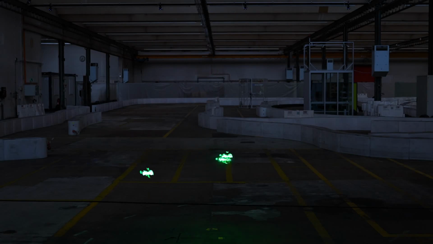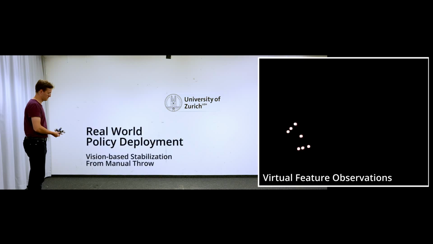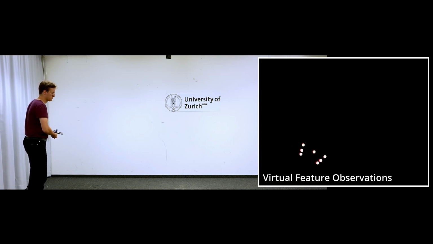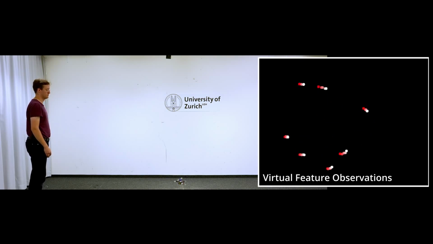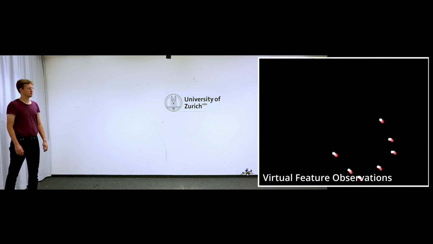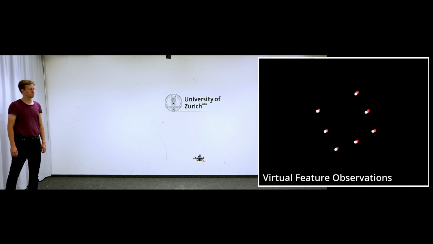From varying locations, the policy steers the quadrotor to the center and stabilizes it, observing only virtual visual features. In a second experiment, the policy needs to recover and stabilize the quadrotor from a manual throw. It successfully demonstrates robustness in successive trials.